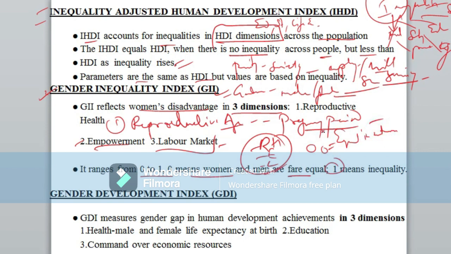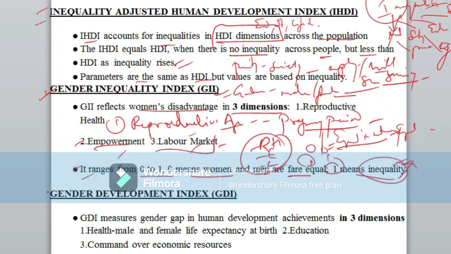When both are at 0, both are equal. They are provided equal facilities. But as any of the indices, whether it is labor, empowerment, or reproductive health, grows towards 1, it means there is inequality.